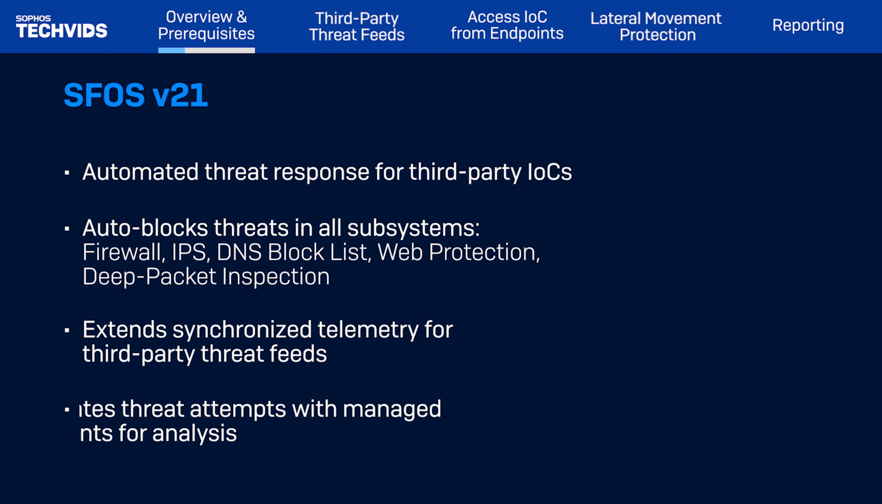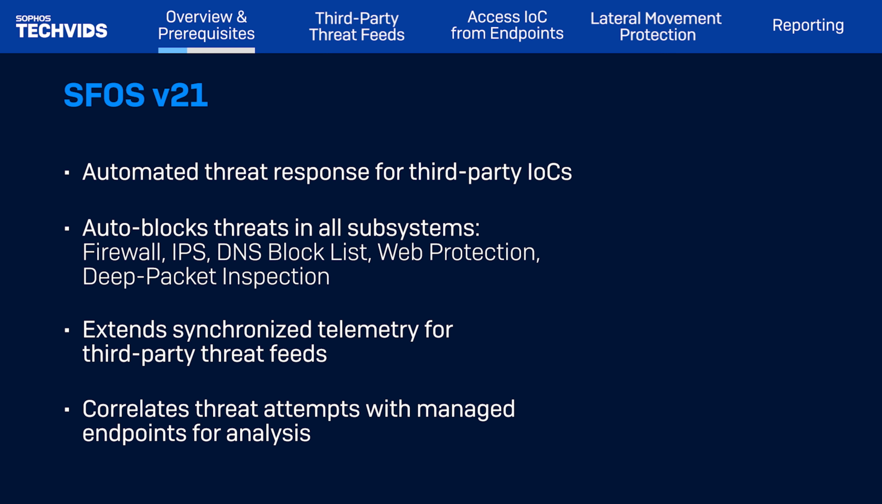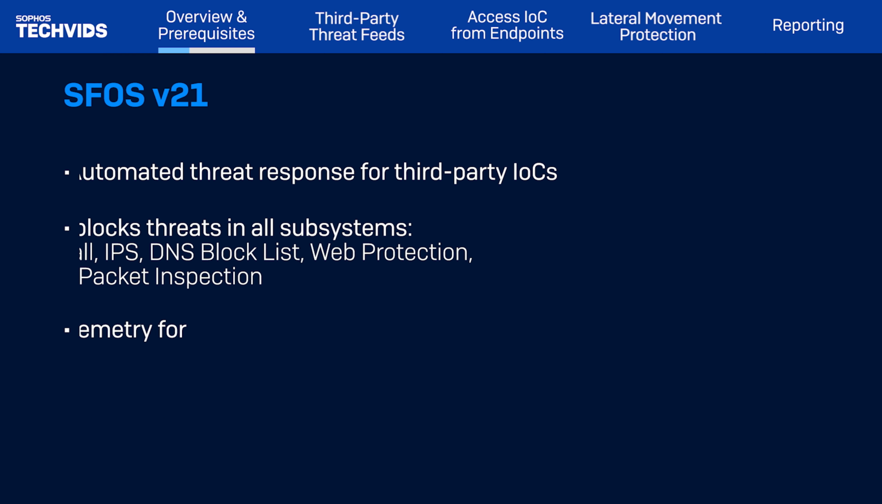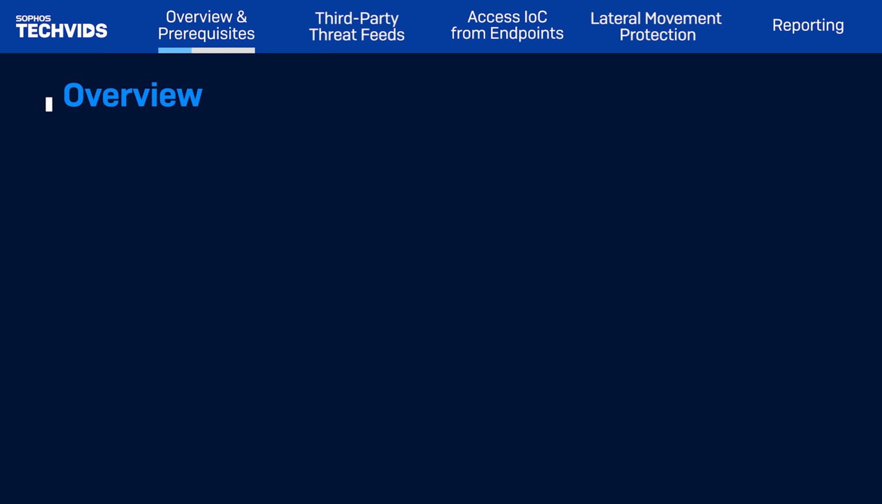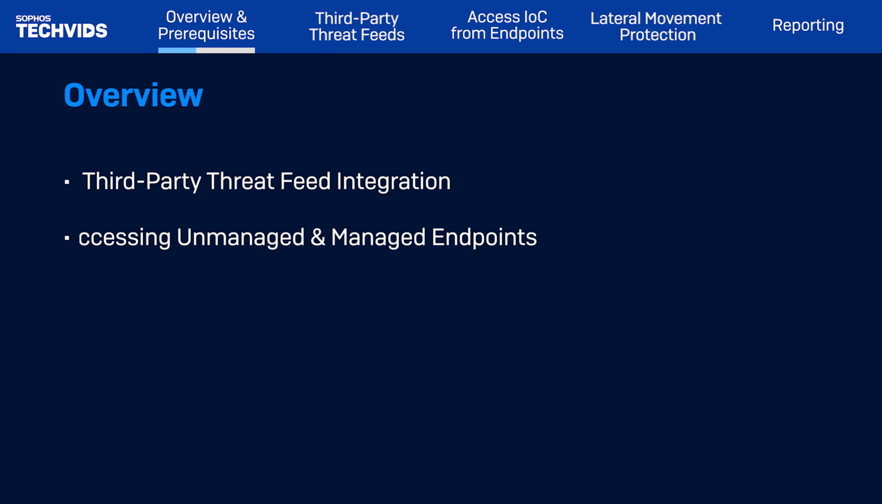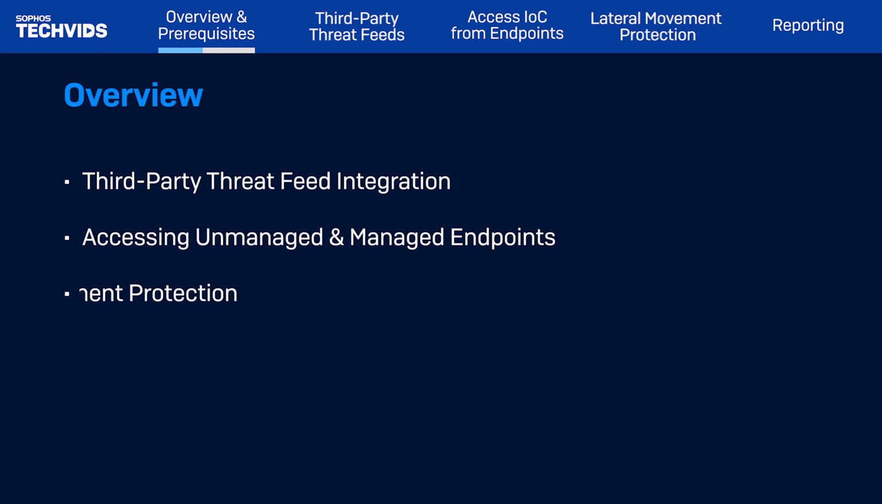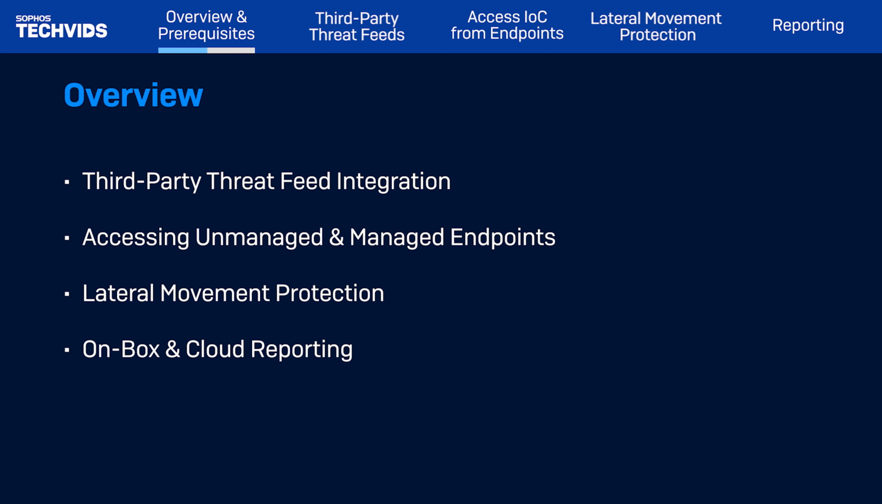Sophos Firewall provides a threat analysis by correlating threat attempts by managed endpoints. Today, I'll demonstrate how to integrate threat feed providers for Sophos endpoint. I'll explain how the firewall interacts with unmanaged and managed endpoints to gather process and executable details, and how it protects against lateral movement. And finally, I'll show you on-box and cloud reporting.